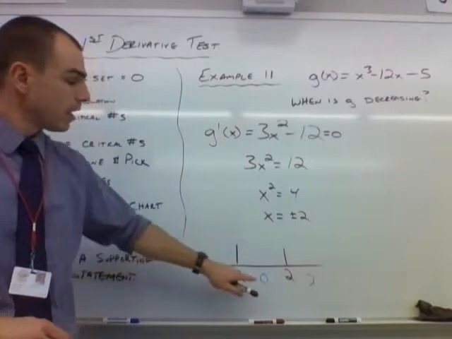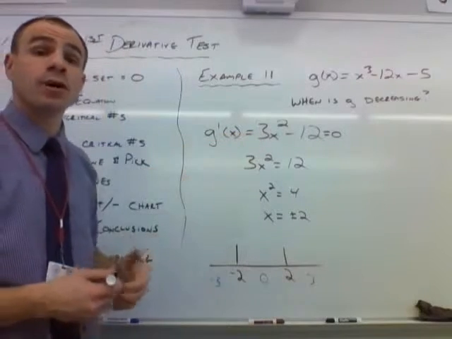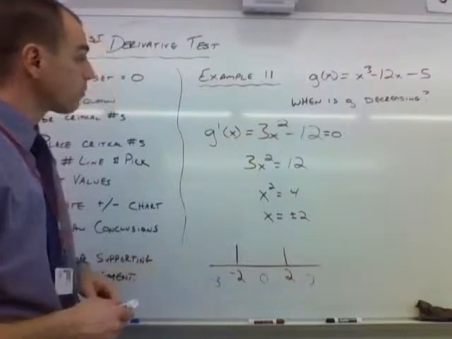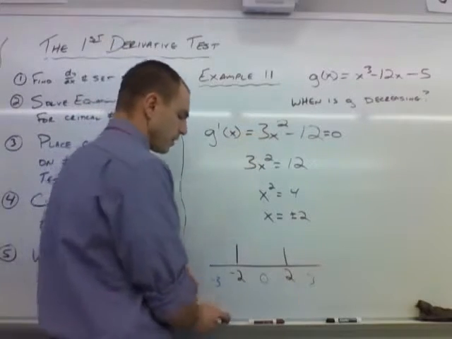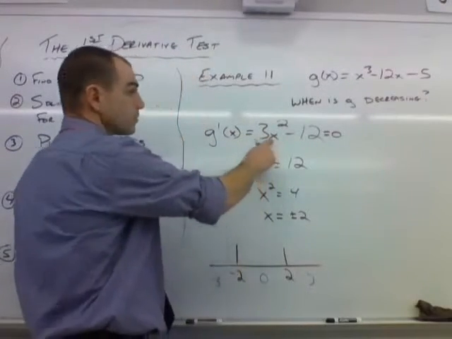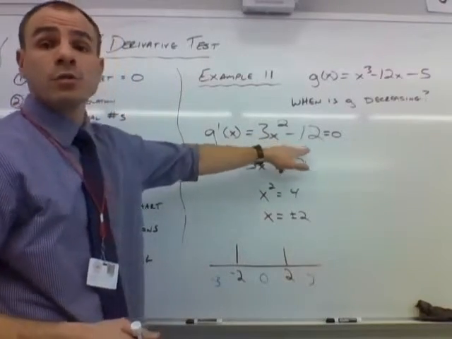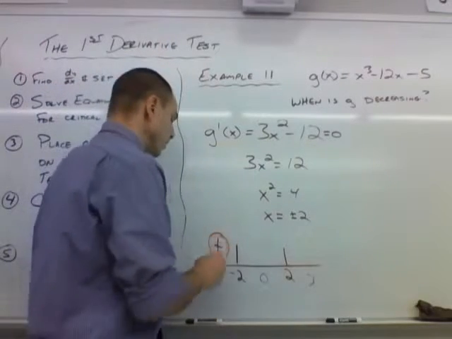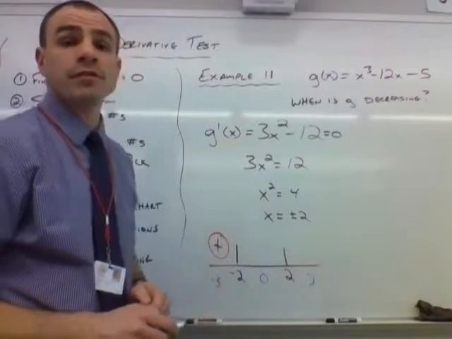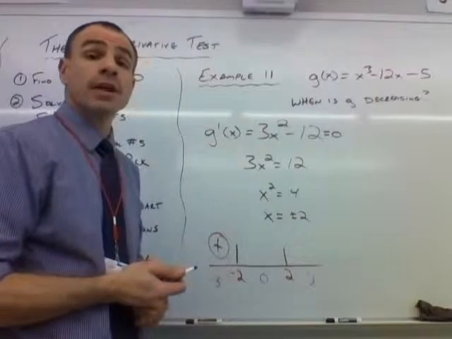All right, so we're going to take our 3 test values, we're going to plug them into the first derivative, and we're going to focus on the sign. So when we plug negative 3 into our first derivative, we have negative 3, we're going to square it, so that's 9. 9 times 3 is 27. 27 minus 12 is 15. That's a positive value. So negative 3 produces a positive value. And in fact, any number less than negative 2 will produce a positive value.